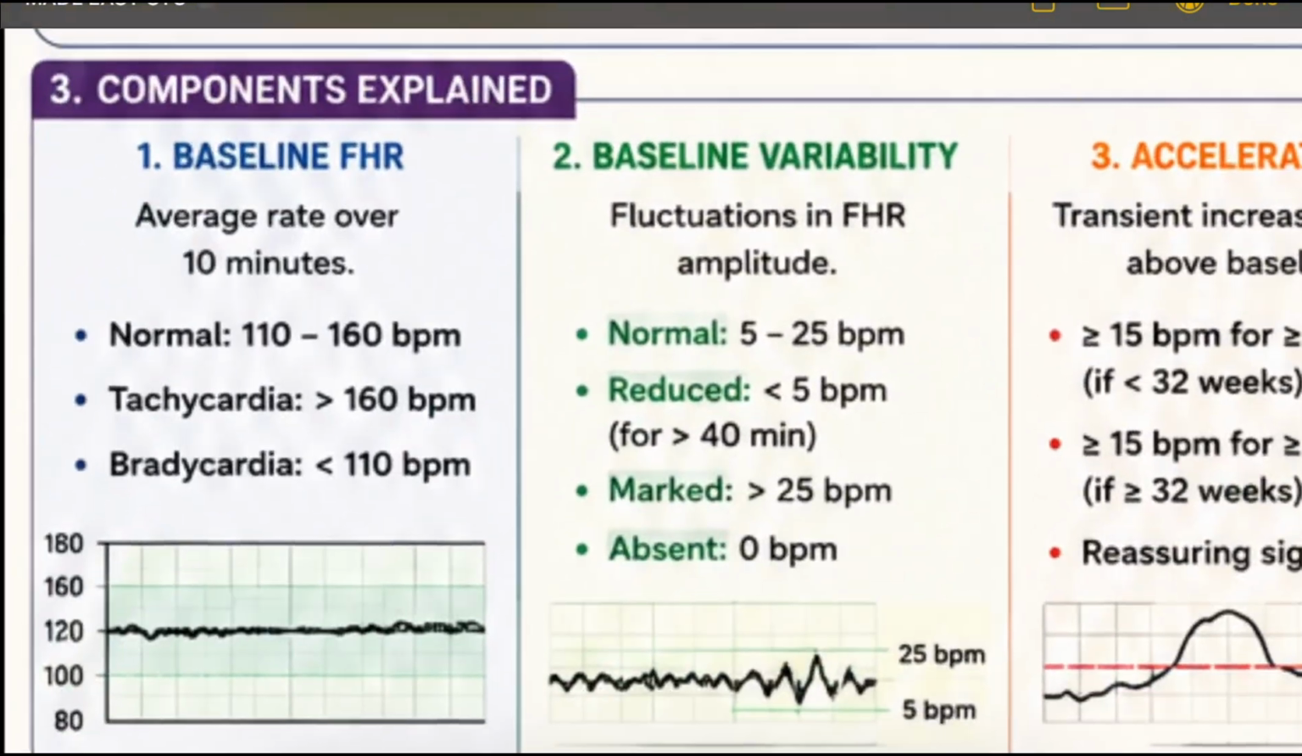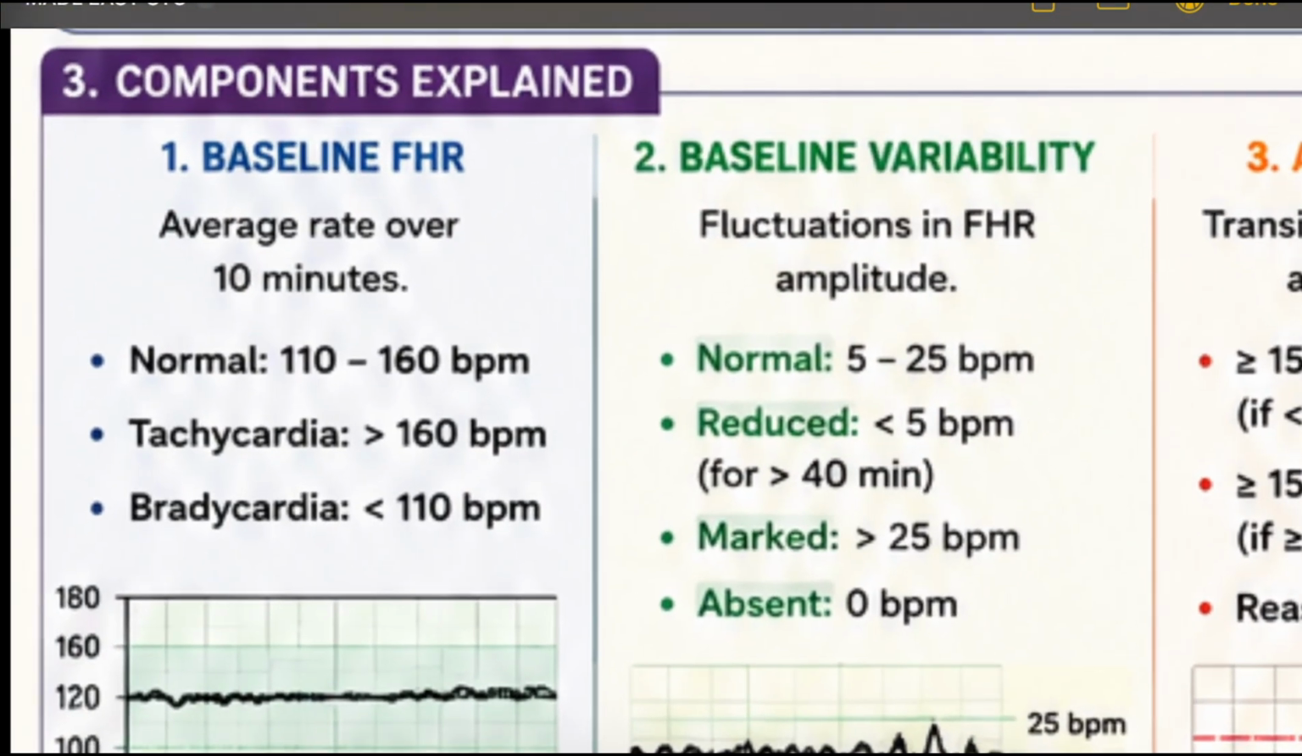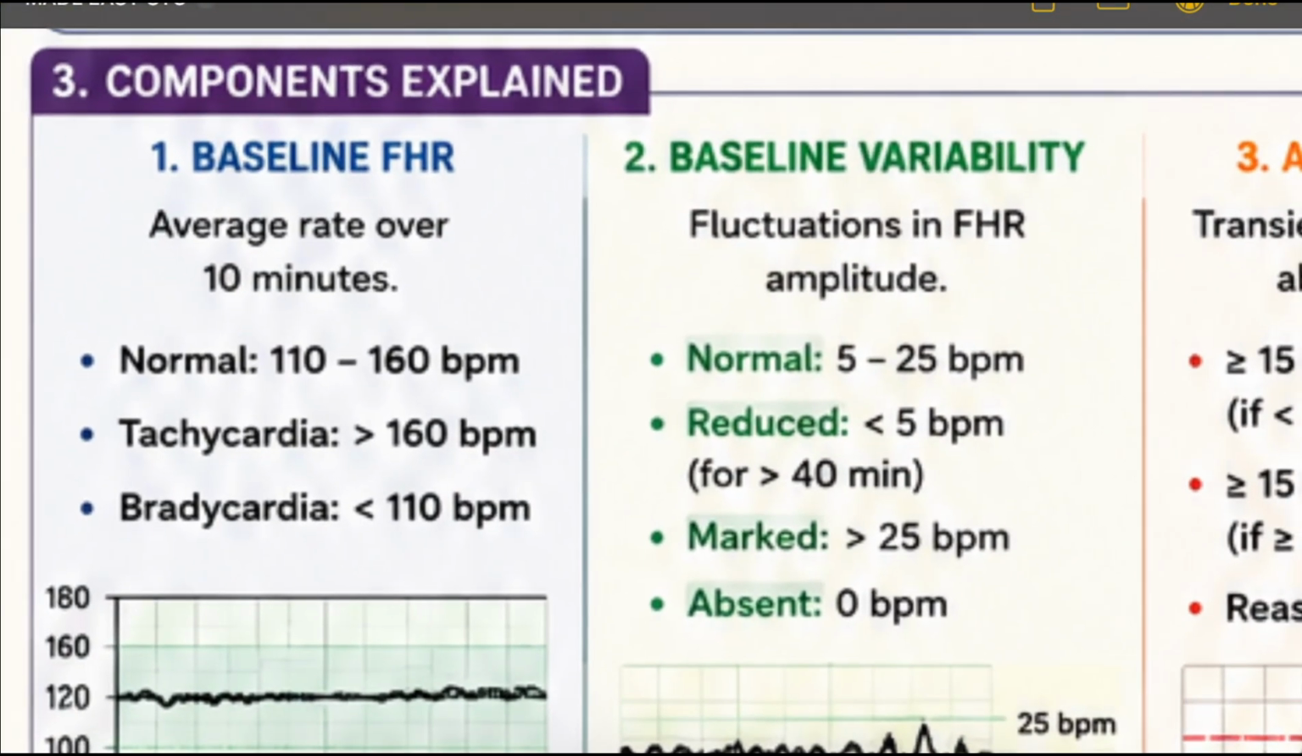First of all, baseline fetal heart rate. Baseline fetal heart rate means the average fetal heart rate over 10 minutes.